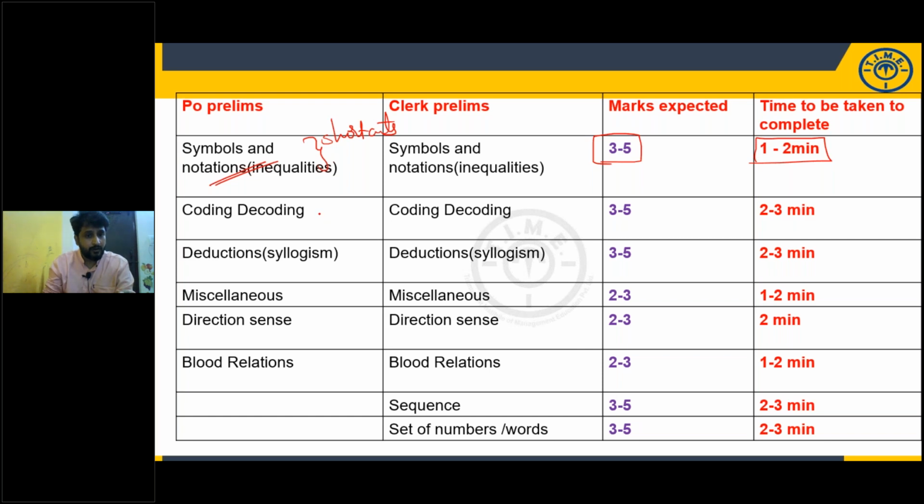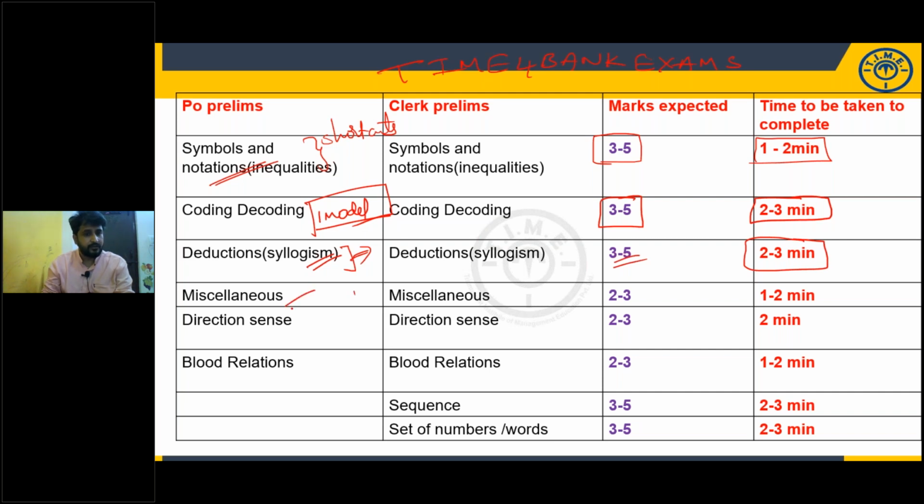Coding and decoding: only one model will be given, always only one, and even that model is available on our YouTube channel. Our YouTube channel name is Time for Bank Exams. Only one standard model. 3 to 5 questions will be given, and you may spend a maximum of 2 to 3 minutes, not more than that. Syllogisms: the new model and old model were both discussed and are available on our YouTube channel. Please watch. 3 to 5 questions, again not more than 2 to 3 minutes.